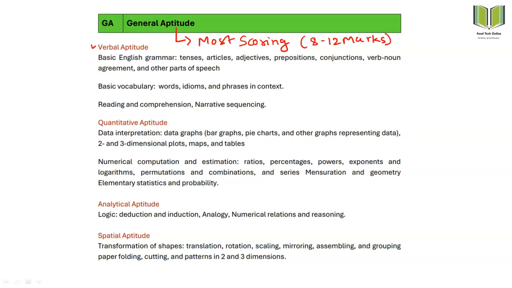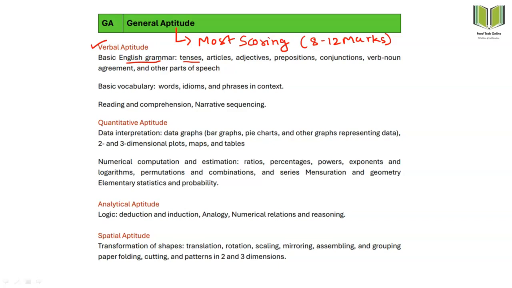Like for the first topic, verbal aptitude, there is basic English grammar, which consists of preposition, conjunction, verb, noun, agreement, and parts of speech. After that, basic vocabulary, and after that, reading and comprehension and narrative sequencing. These things come under verbal aptitude.